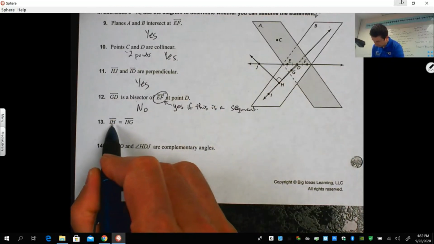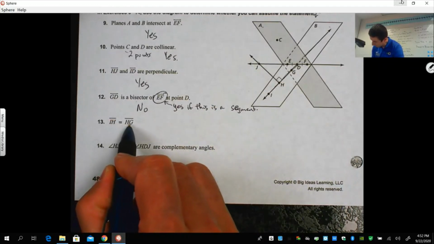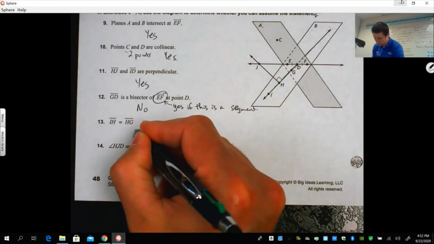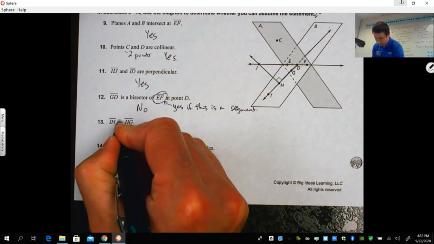Can we assume segment IH is equal to segment HJ? IH, HJ, there's no symbols there? No. That's bad again. This should not be equal, it should be congruent.